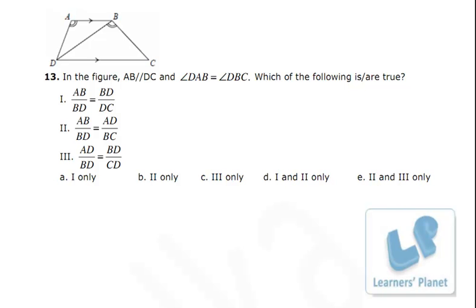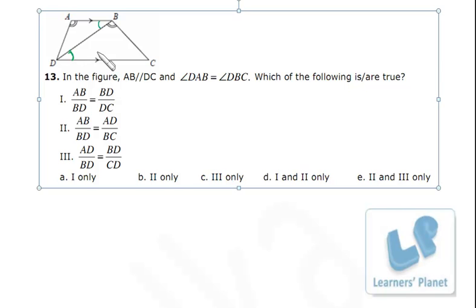Now in this figure, in this question, AB is parallel to DC, angle DAB is equal to angle DBC. Which of the following is true? As we see the relationship, the similar triangle concept comes to my mind. Let's see what happens. This line is parallel to this line, that means this angle will be equal to this angle. And this angle is already equal to this angle, so it is AA similarity.